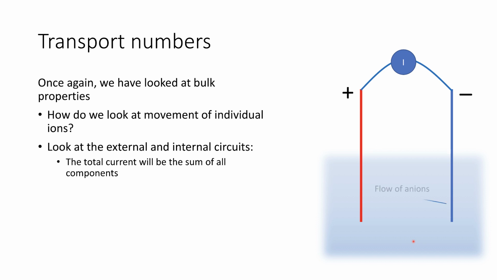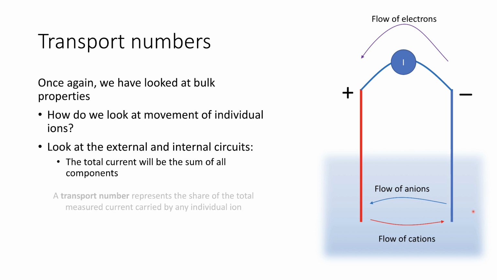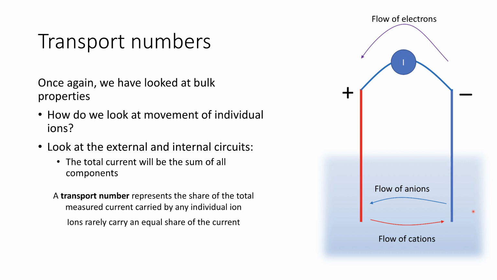So inside the solution, we have anions carrying our negative charge across. We have our cations carrying the positive charge to the other electrode, and this results in a flow of electrons around the external circuit. The transport number simply represents the share of the total measured current carried by any individual ion. So it's a fraction. The transport number simply indicates how much of the current is carried by the cation and how much is carried by the anion.